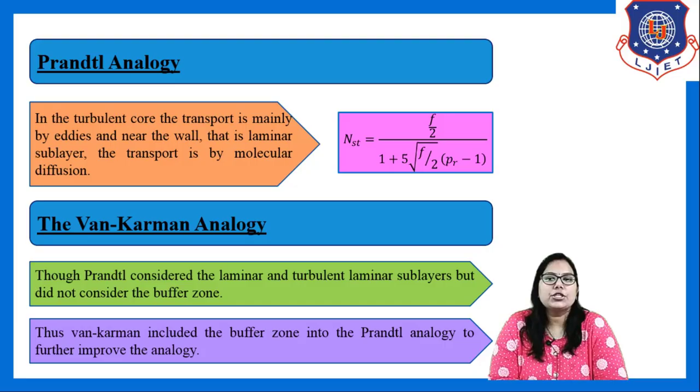So, in today's session we have seen how to calculate the heat transfer coefficient in the laminar and turbulent regions, that is the Sieder-Tate equation and the Dittus-Boelter equation, and we have seen the different analogies: Colburn, Reynolds, Prandtl and Van Karman. The analogies are very important, and the Sieder-Tate and Dittus-Boelter equations are useful in solving numericals.